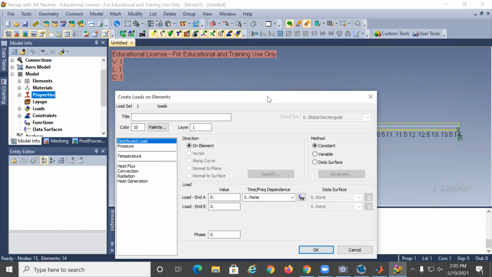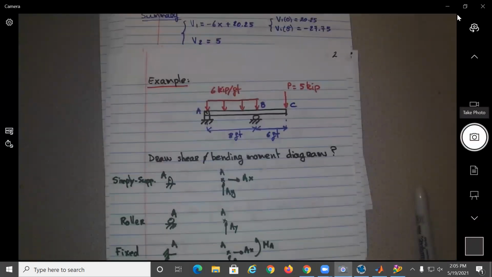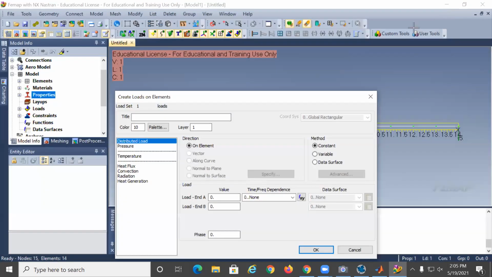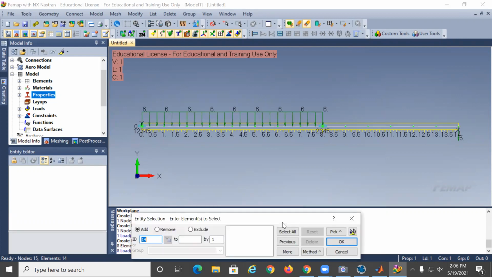What is the value of the beginning of the distributed load? -6, and at the end, -6. So we have -6 and -6, and we can click OK. Element Y is the same as the global, but you can put either one in this case. OK, and it should show over here that way.